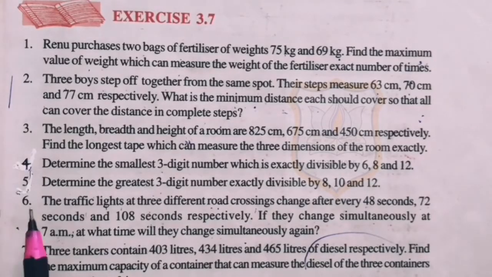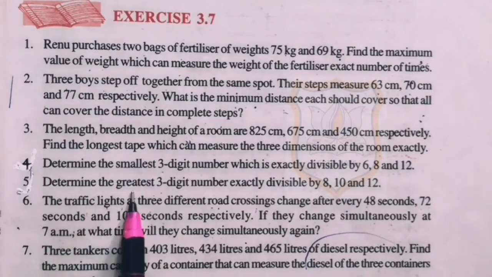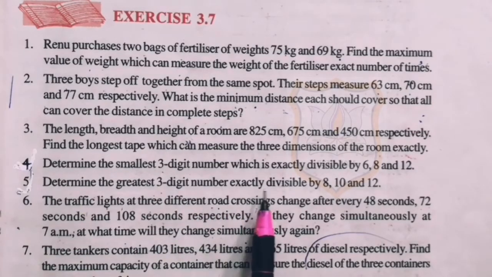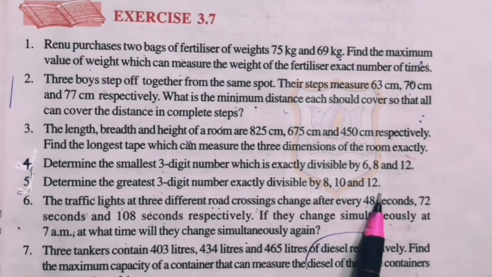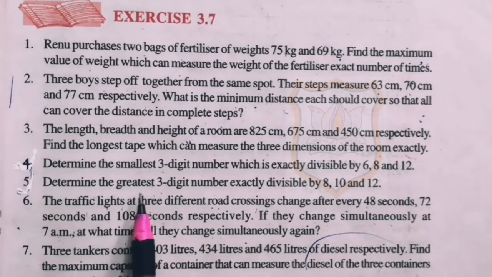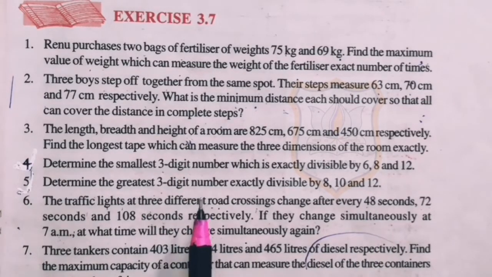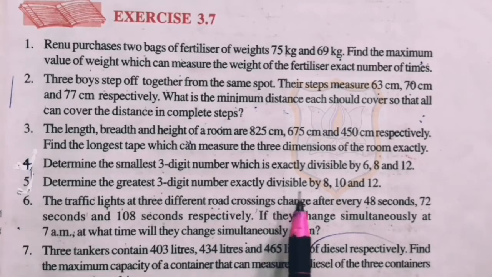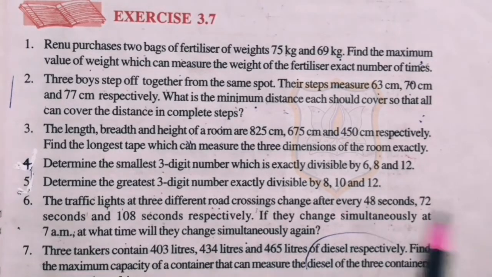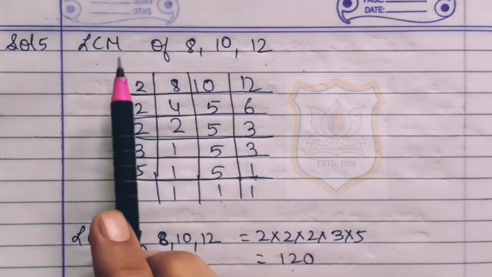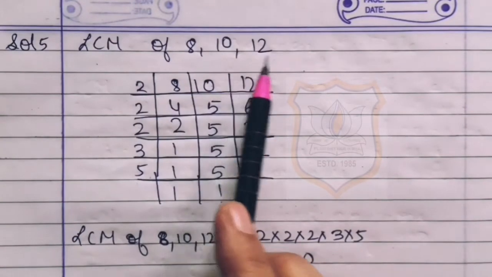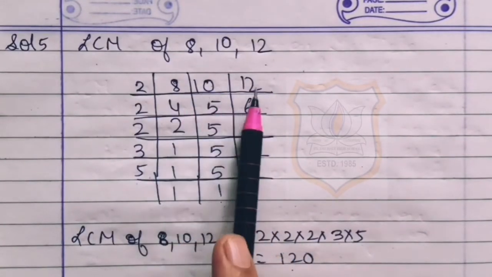Now question number 5. Determine the greatest 3-digit number exactly divisible by 8, 10 and 12. Students, here in this question we have to find the greatest 3-digit number which is divisible by 8, 10 and 12 exactly. Solution for question number 5. Here also we have to find the LCM of 8, 10 and 12. So first we will write 8, 10 and 12 here.